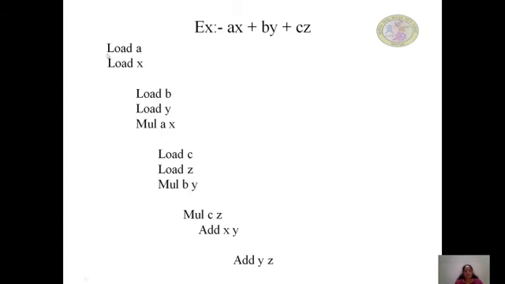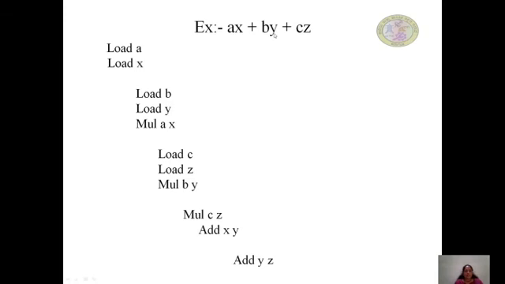So in VLIW architecture, we're going to form a group. In the first group, we're going to perform load A and load X, loading these two variables. There is no dependency between the instructions. In the second group, we're going to load B and load Y.